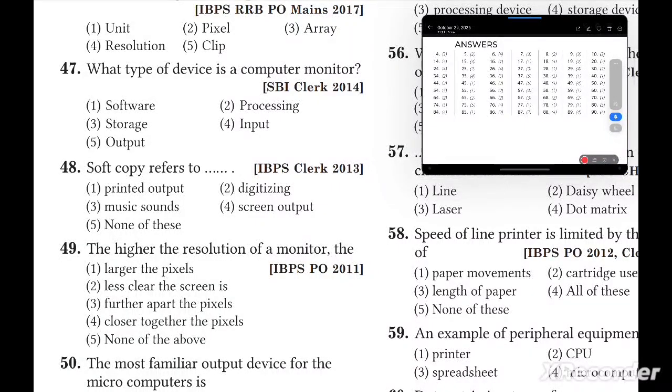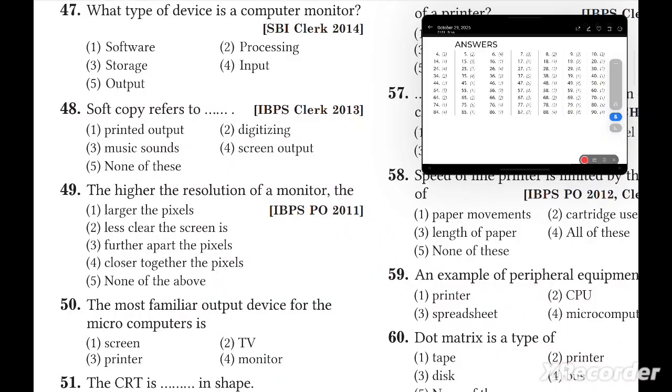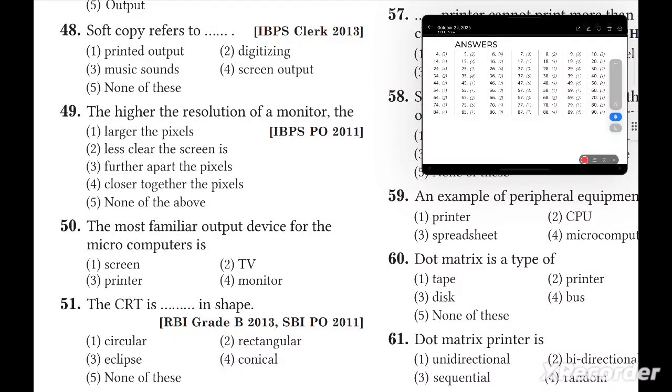Next question. Soft copy refers to first printed output, second digitizing, third music sounds, fourth screen output, fifth none of these. The correct answer is fourth screen output. Next, the higher the resolution of a monitor, the first larger the pixels, second less clear the screen is, third further apart the pixels, fourth closer together the pixels, fifth none of the above. The correct answer is fourth closer together the pixels.